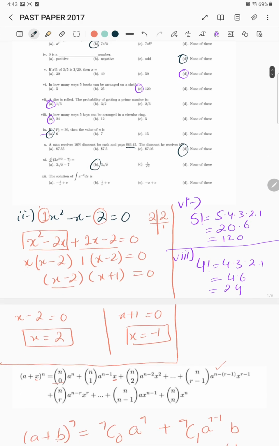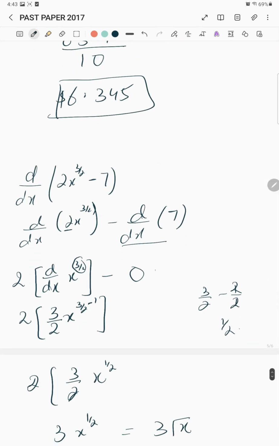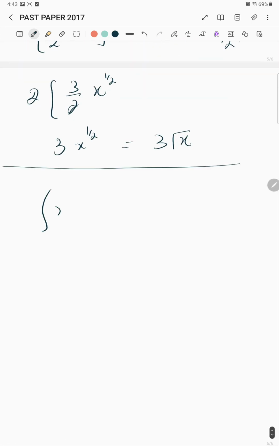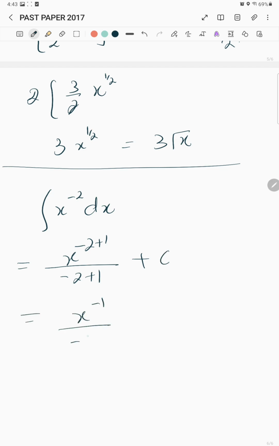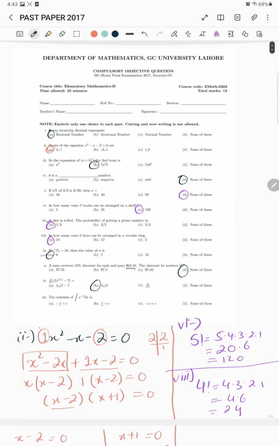The solution of integral x to the power minus 2 dx. Integral x to the power minus 2 dx, which is equal to x to the power minus 2 plus 1 over minus 2 plus 1 plus c, x to the power minus 1 over minus 1 plus c, minus 1 over x, because x inverse is in the numerator, so it will become x positive 1. Minus 1 over x plus c.